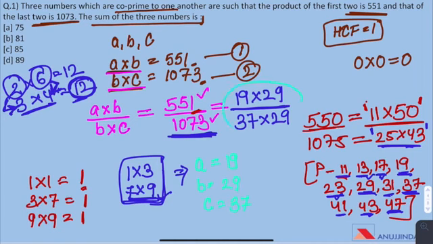We can see it from here. The common thing, which is B, is 29, this is A, 19, and C is 37. Because as these are prime numbers, they cannot be broken down further. The question asks for the sum of these three numbers, which is 85.